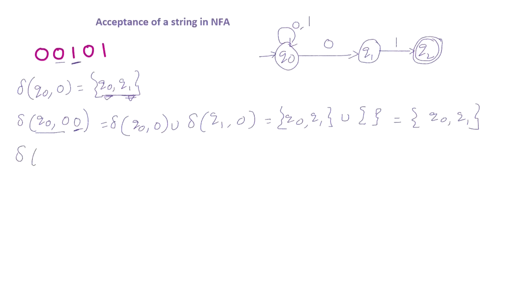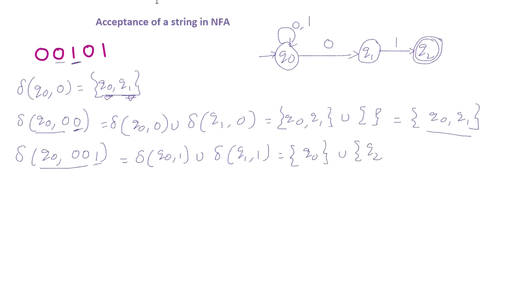So delta of Q0 on 001. So Q0 on 00 already processed and we got the result Q0 Q1. So now we need to find out with the input symbol 1. So we need to write delta of Q0 on 1 union delta of Q1 on 1. Q0 on 1, it is Q0 union Q1 on 1, it is Q2. So finally we are going to get the result Q0 Q2.